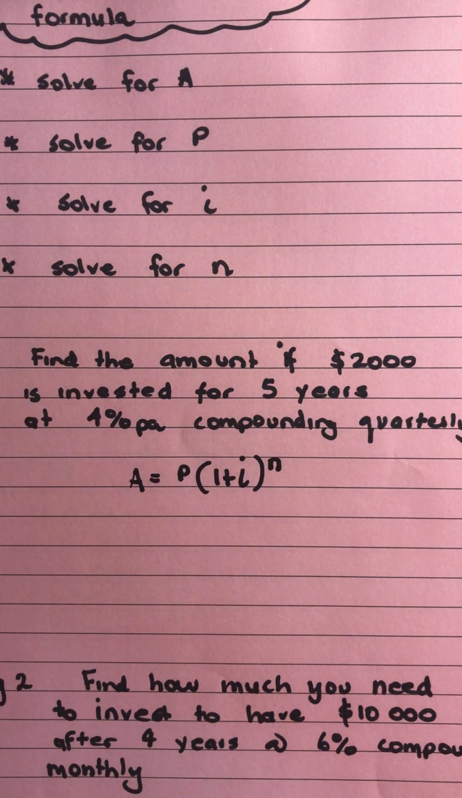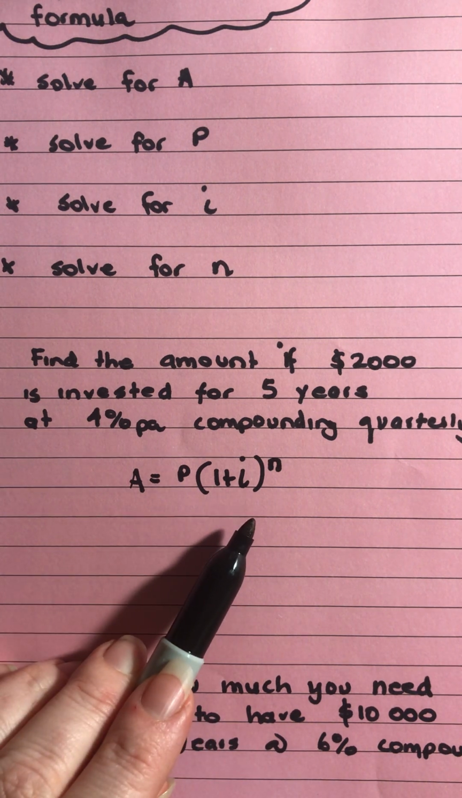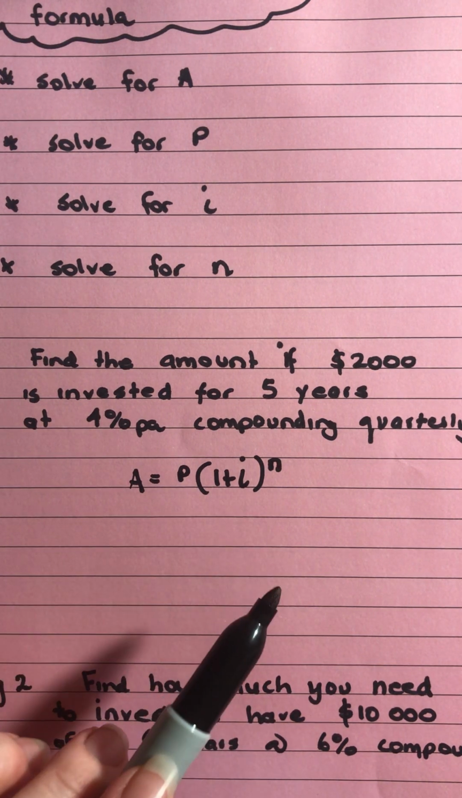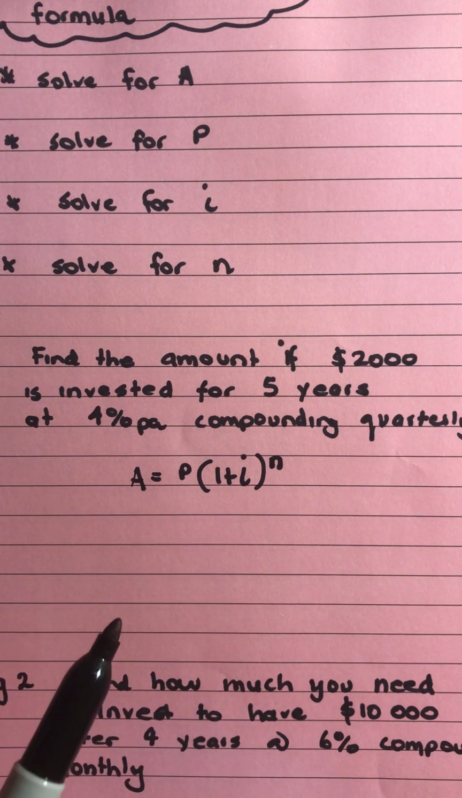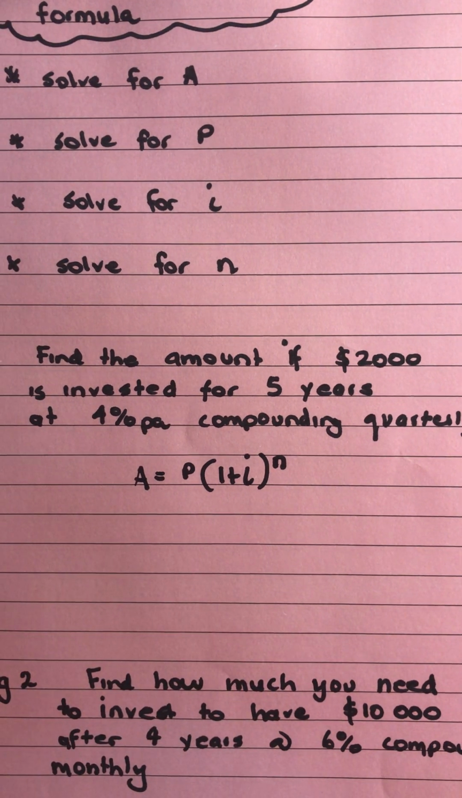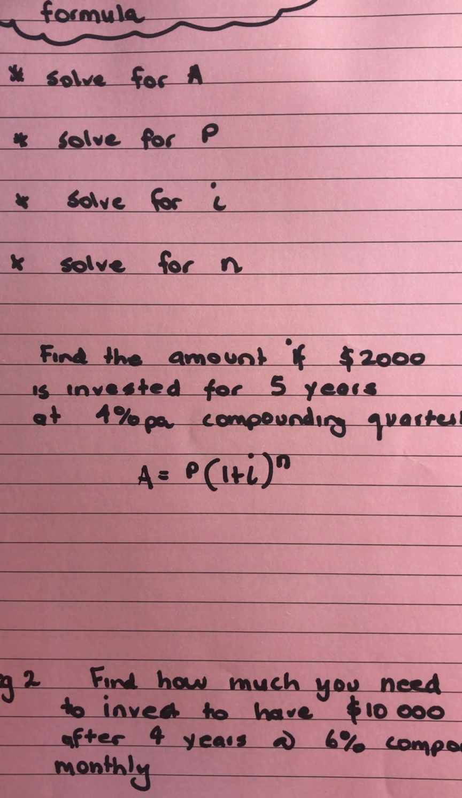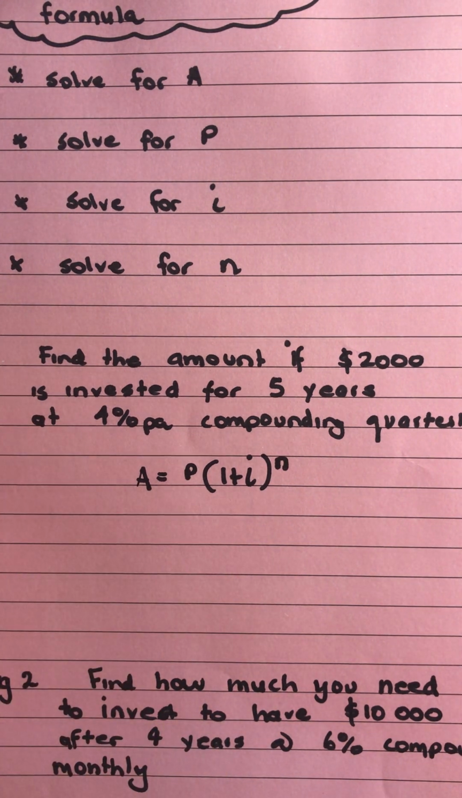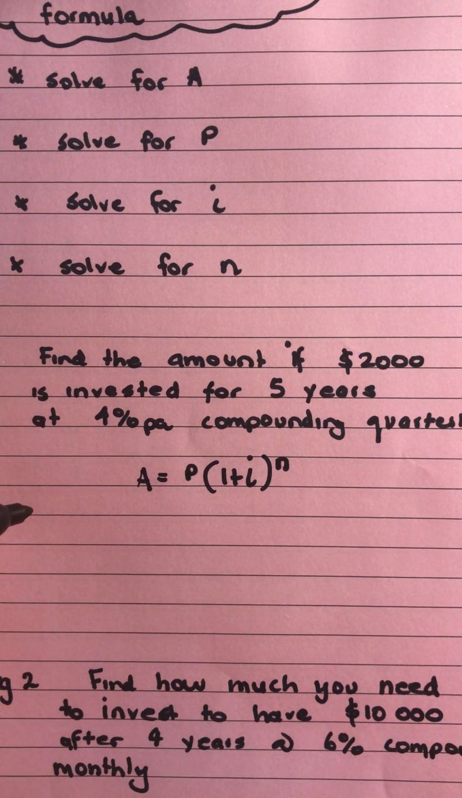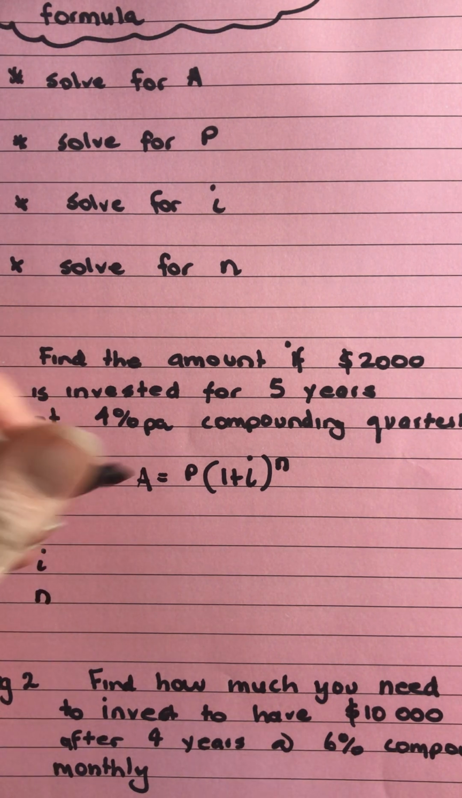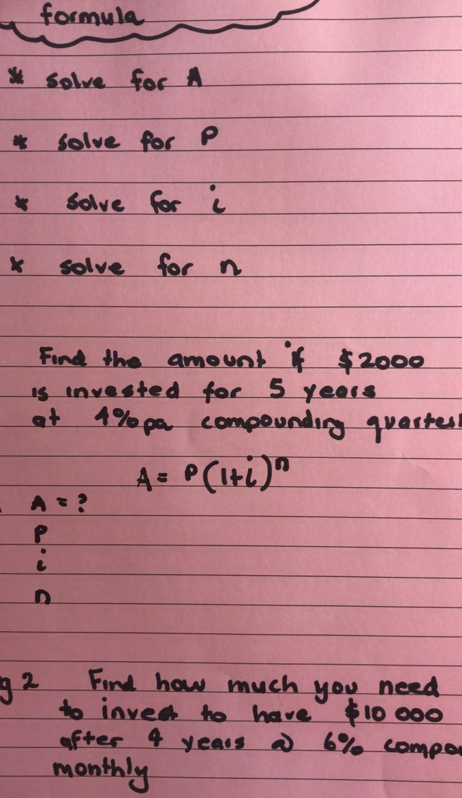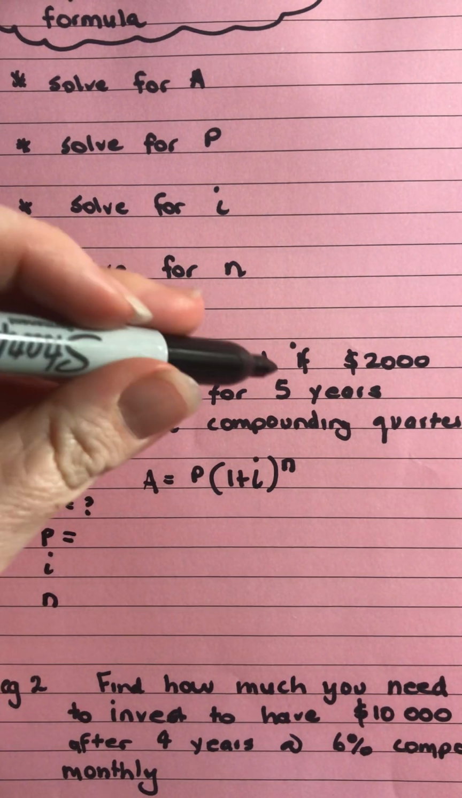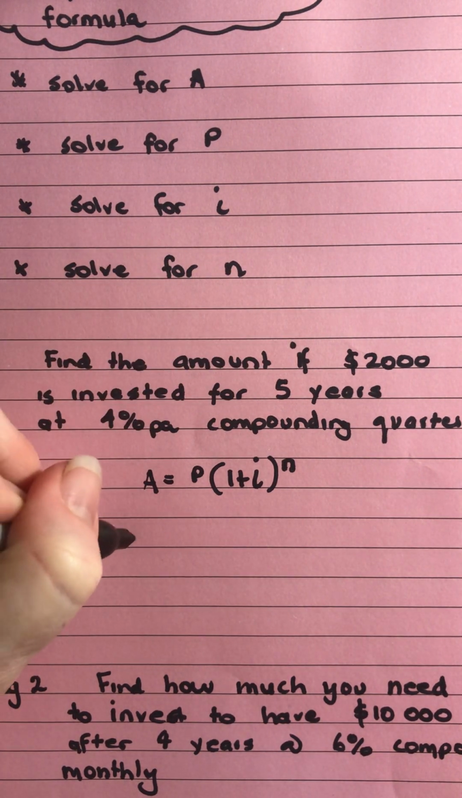You might see variations of that where they have an I over K, where they're changing it if it's not compounding annually. But I'm going to show you how I do it so that I don't have to worry about those differences in the formula. So down the side, I always write my A, P, I, and N. So my A in this one, I don't know, so I'm going to put a little question mark. My P is my 2000. So I write that down.